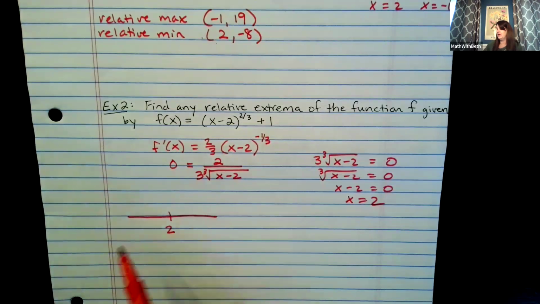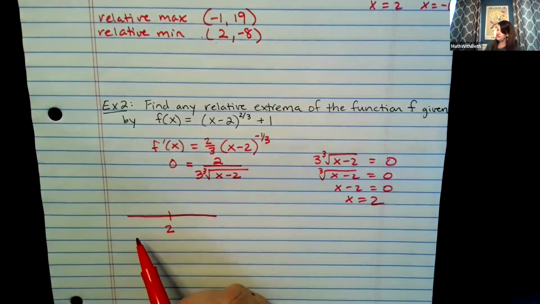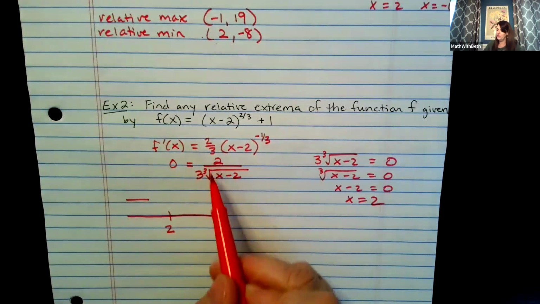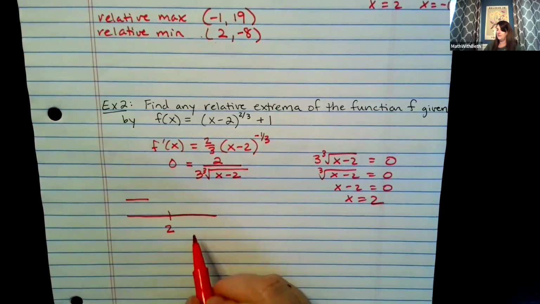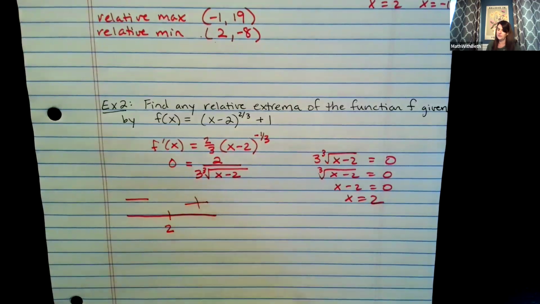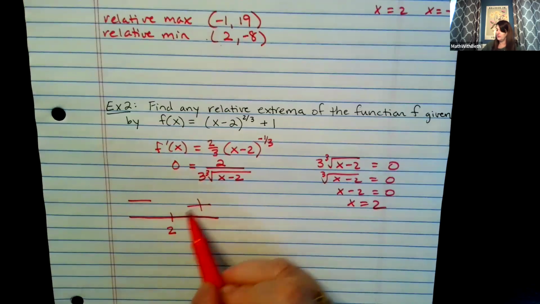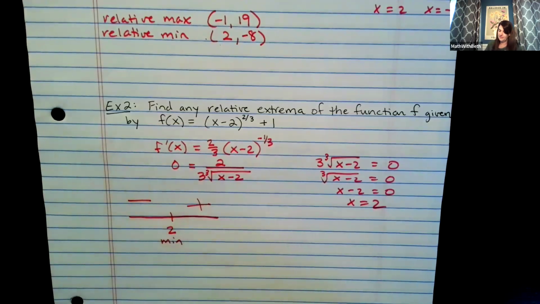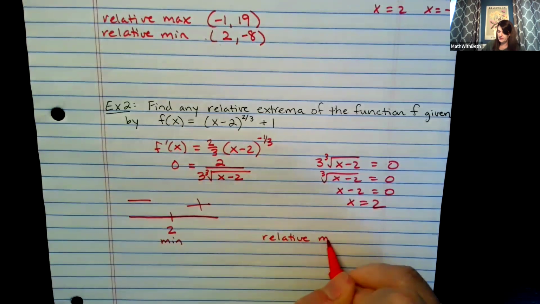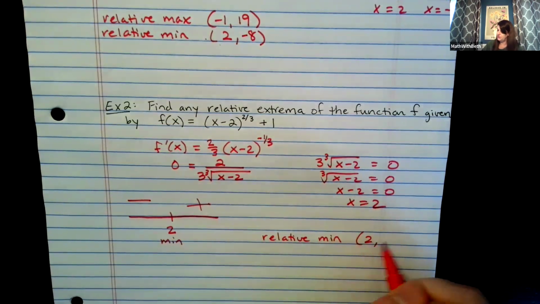So I just need to plug in a point to the left of 2, so I could plug in 0. And I see that that would give me a negative, because it would be a +2 over a negative down here. And if I plug in something like 3, 3 minus 2 is 1. So all of this times 1, it would all still be positive. So if we're going down and then we're going up, this is a min. So we only have a relative min at 2.